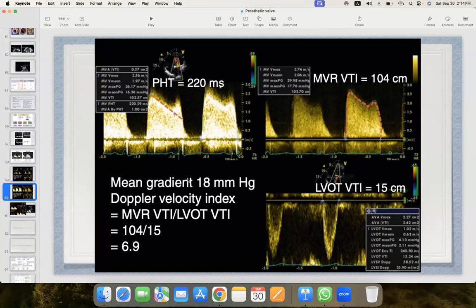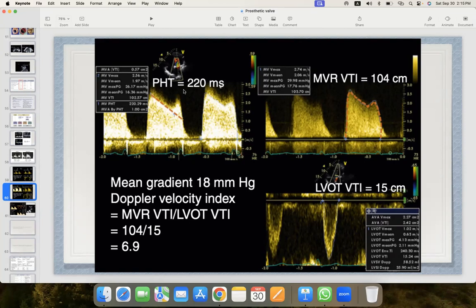Here, another case. You will see that once you calculate the ratio of the mitral valve VTI to the LVOT VTI, it's 6.9. So if it's 6.9, we know that it's elevated. Then we look at the velocity of the mitral valve prosthesis, and you will see that here the velocity is 2.6. So 2.6, we consider it as significantly elevated. And then we look at the pressure half time. Pressure half time here is 220. So if the pressure half time is 220, we say that this is secondary to mitral stenosis.